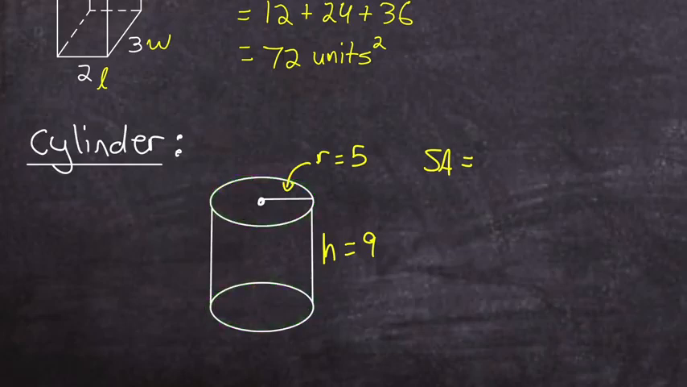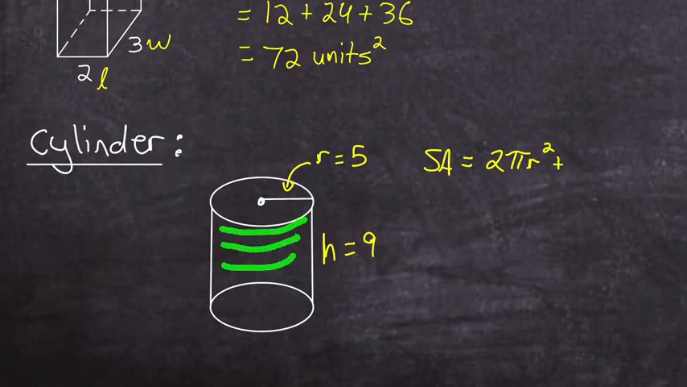So I'll have to do pi r squared, right? That's the area of the top, and then multiply it by 2 because the bottom is the exact same area as the top. And then to the area of the top and bottom, I have to add the area of the lateral surface, which is like the side of the cylinder.